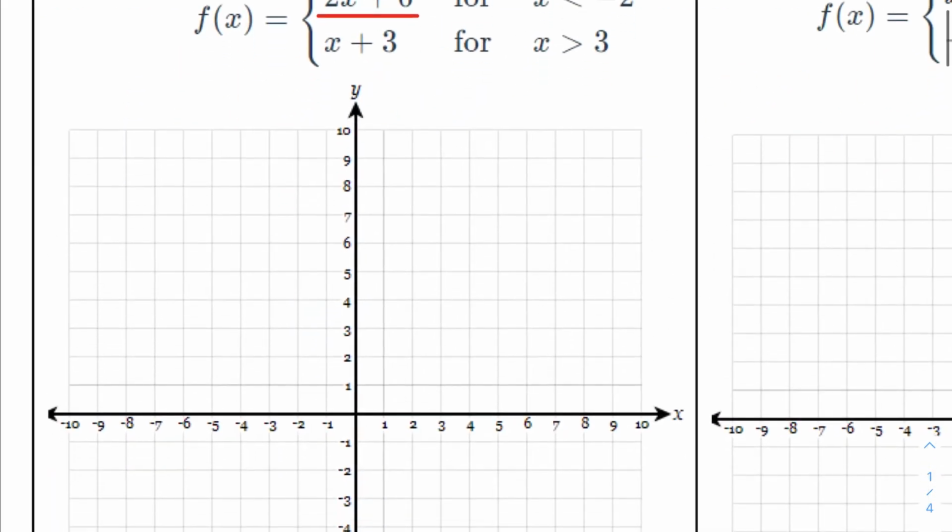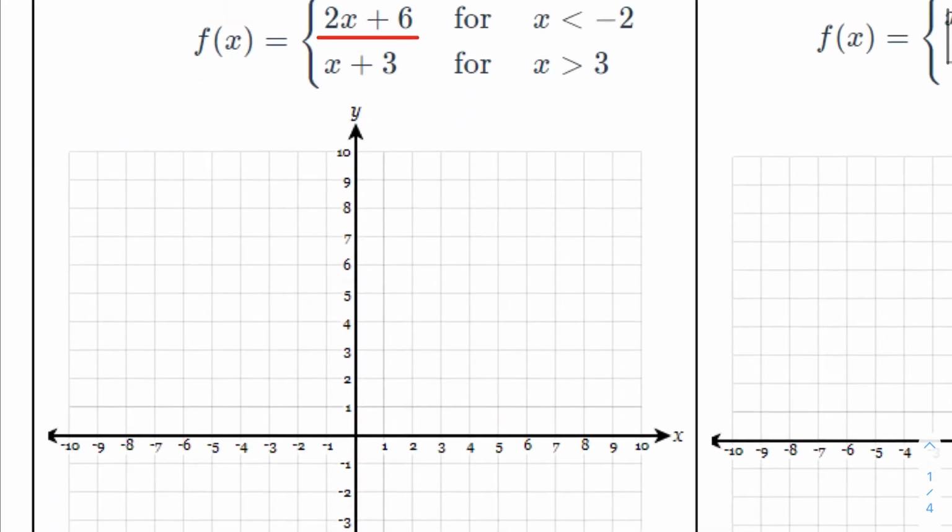So essentially, if we remember what a piecewise function is, there are 2 different pieces, or 2 different rules. And when those rules apply is on these if statements. So this rule of f of x is equal to 2x plus 6 applies for when x is less than negative 2. So in this first problem, we're asked to just graph that.